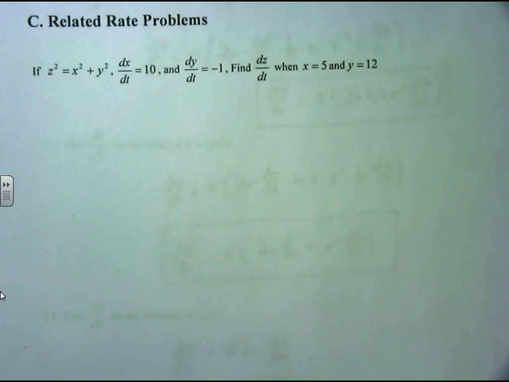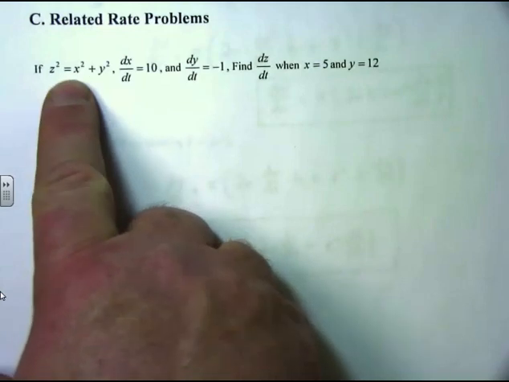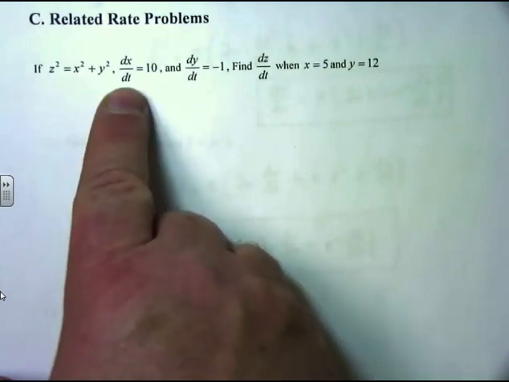If z squared is equal to x squared plus y squared, and dx/dt is equal to 10, and dy/dt equals -1, we need to find dz/dt when x equals 5 and y equals 12. Now, that being said, another way I could have worded this would be some kind of distance formula where x squared plus y squared equals z squared, so that's some kind of Pythagorean theorem type of formula here. And the rate of change, so this is what I'm after.